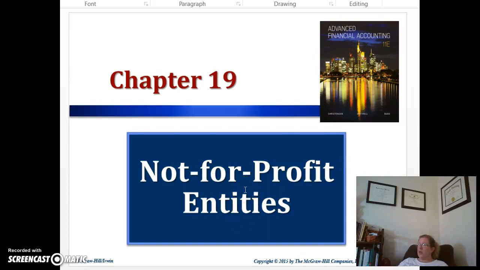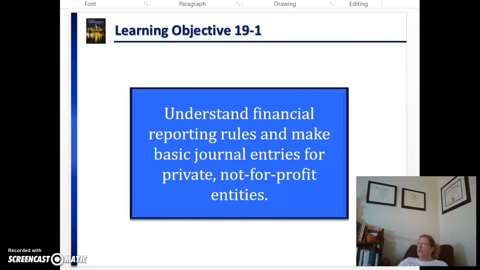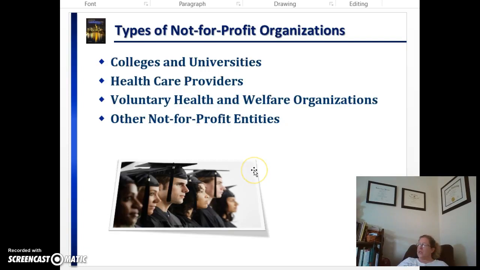This week we're covering chapter 19 and talking about not-for-profit entities. So the first learning objective is to understand financial reporting rules and to make basic journal entries for private, not-for-profit entities. So the types of not-for-profit organizations include colleges and universities, healthcare providers, voluntary health and welfare organizations, and other not-for-profit entities.